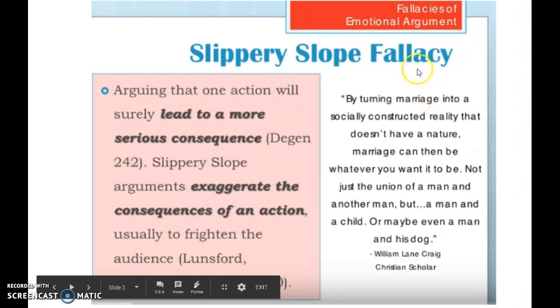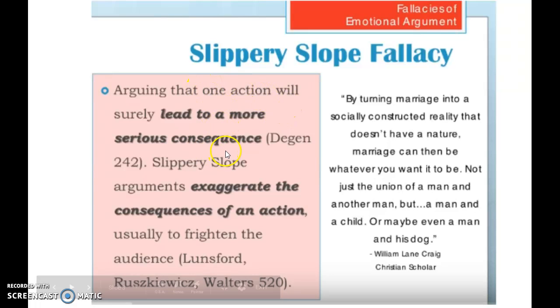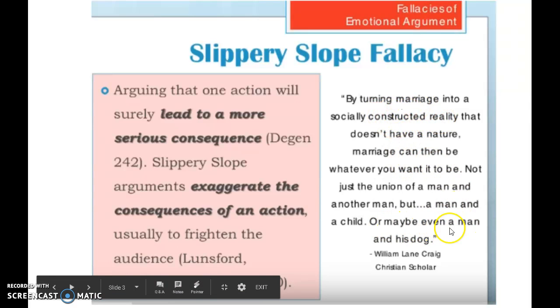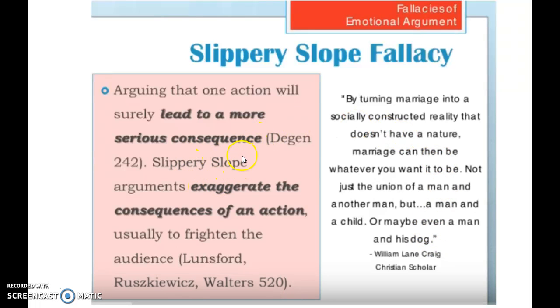The first fallacy here is slippery slope. Remember, it's trying to say that one action will lead to very serious consequences. It's exaggerated. So when we see here, they talk about marriage, and if we change what marriage is, eventually maybe men will marry his dog. So clearly an exaggerated consequence.